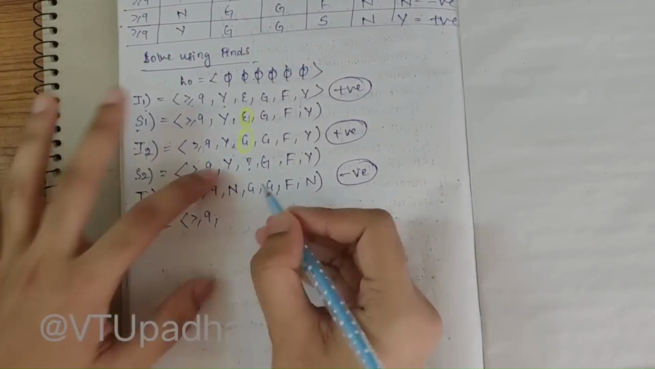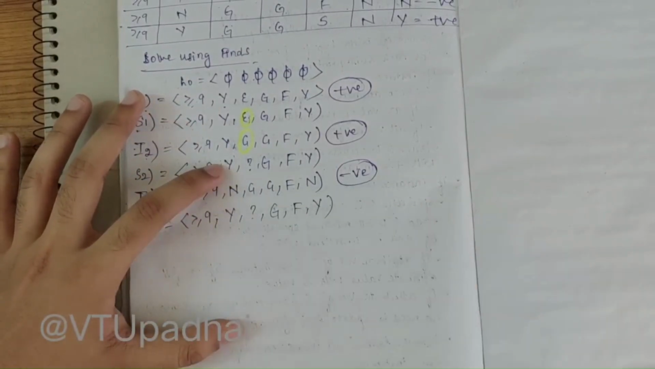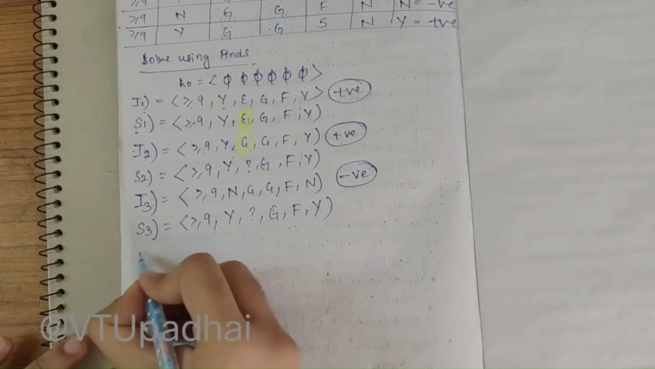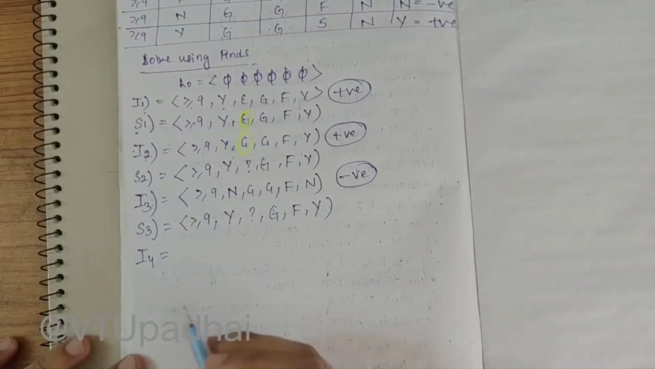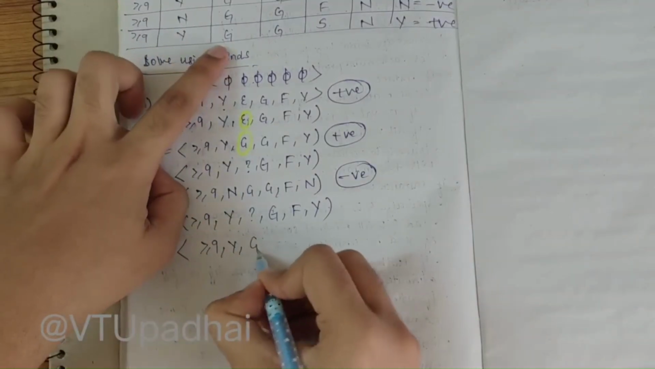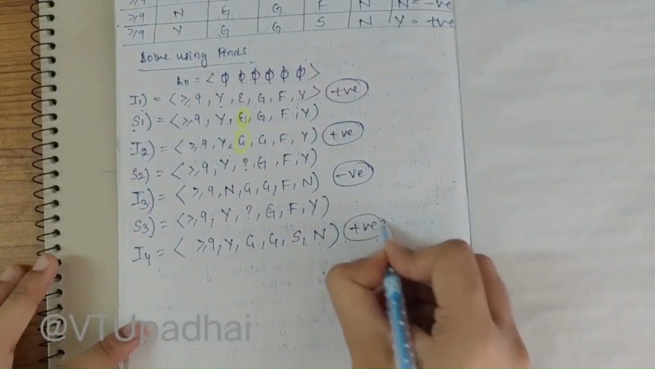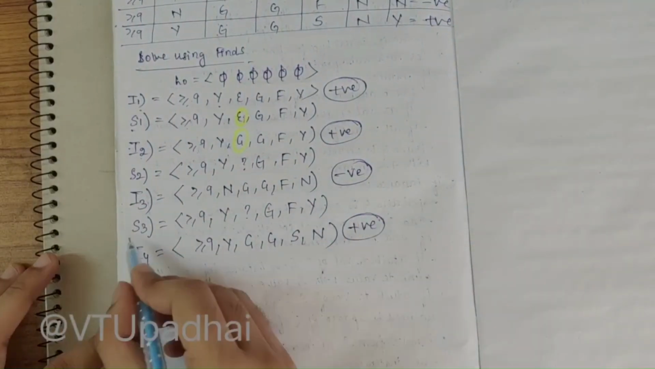Greater than equal to 9, Y, question mark, G, F, and Y. Next, I have I4. I'll write I4 here. I4 comprises greater than equal to 9, Y, G, G, S, and N. So this has a positive instance, so I need to compare it with the previous S3 value.